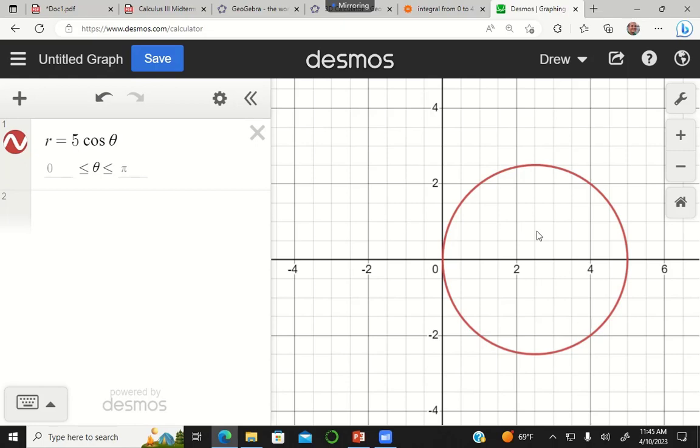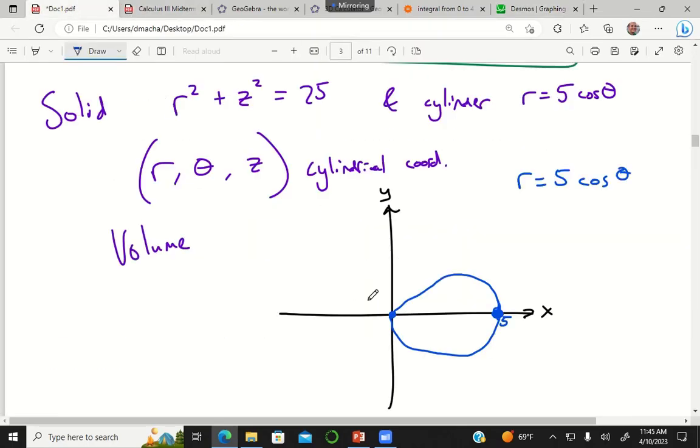So anyways, you might not know that this was a circle, but you know that it's some kind of shape that just lives in the positive half plane because of the way that cosine works. Okay, so we've got some shape over here.